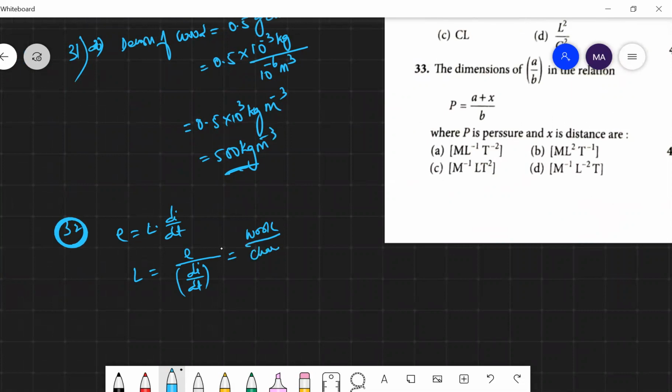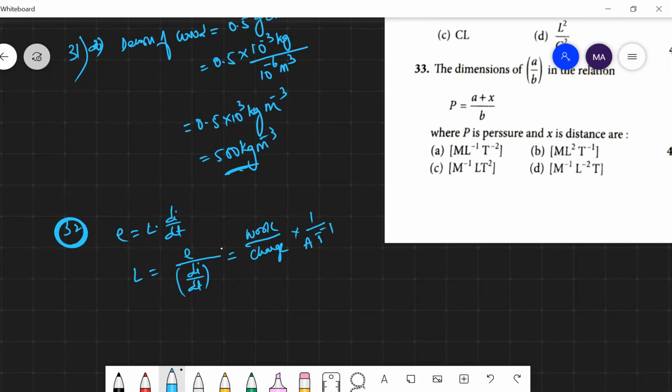I can write this in terms of charge. I is equal to charge divided by time, that is current. E is equal to work by charge, and dI by dt is nothing but 1 by, time to the power of minus 1 charge. I is equal to dq by dt.